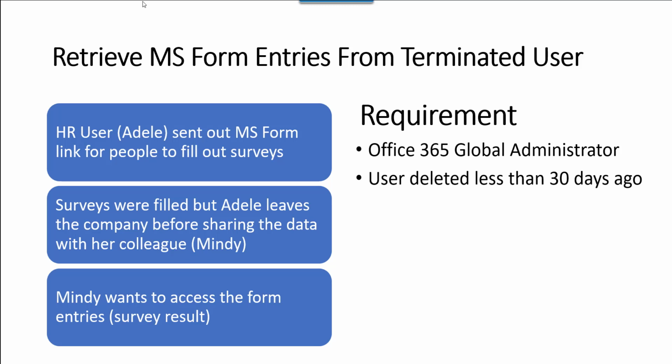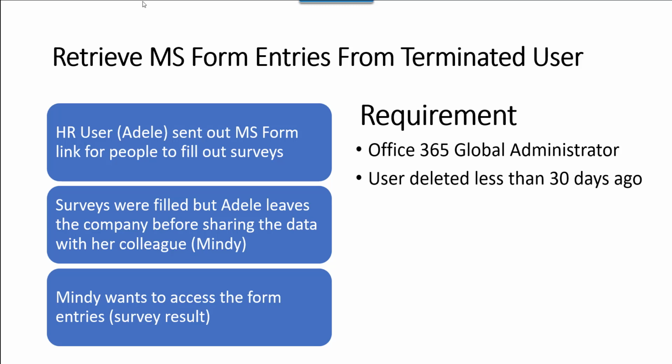So in this case, we have an HR user called Adele. Adele sent out forms, they've been filled out, and Adele leaves the company before sharing the data with a colleague. And now Mindy, who is that colleague, wants to access the form. So how do you do this as an Office 365 administrator?